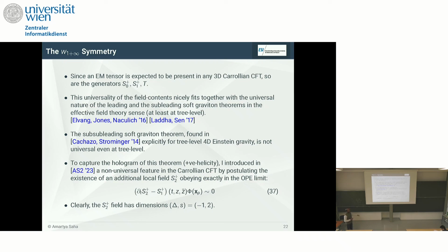Yeah, so this is the motivation, but the way I introduced this relation, I don't think there is any hint of subleading here. That was just the motivation part, like why I am introducing the S2 plus.